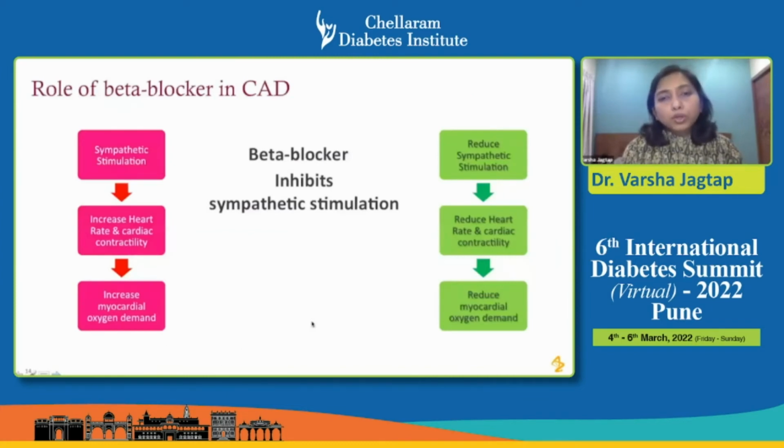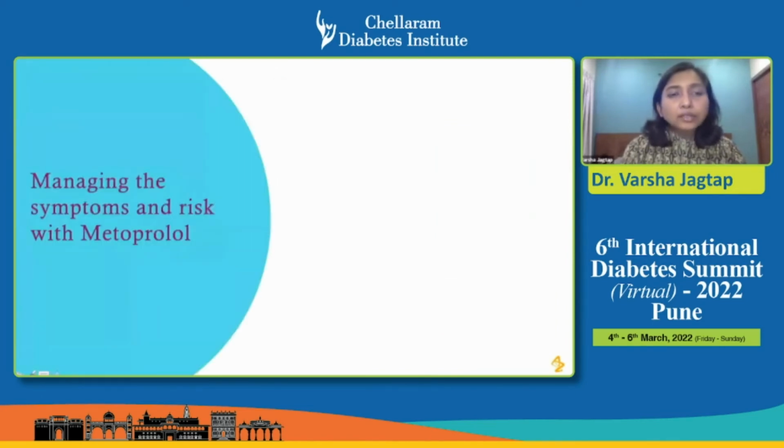So, what do beta blockers do? Beta blockers are going to inhibit the sympathetic stimulation. So, less sympathetic stimulation, less heart rate, less contractility, less need for myocardial oxygen, and hence a lesser incidence of developing coronary artery disease. But does that actually manifest, or has it been seen in trials? The answer is yes. And one of the beta blockers that we commonly use and has shown these benefits is metoprolol.